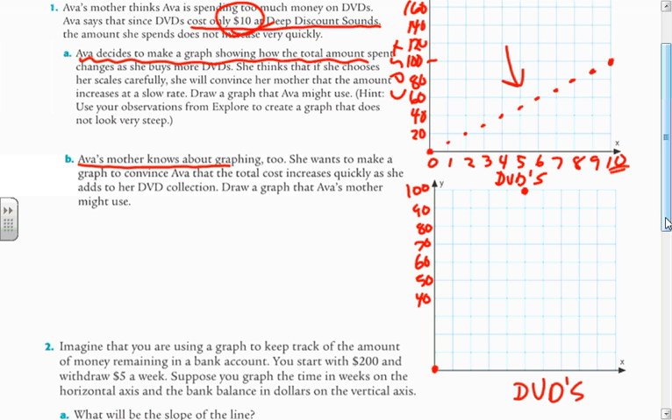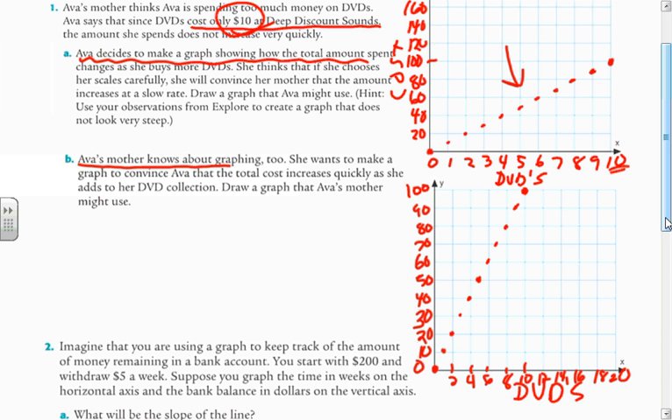Now to get that to happen, we know that she has to buy 10 DVDs to cost $100, right? So what I need is for my 10 to be right here. Well, to get that, I only have 5 spaces to get that 10, so what I need to do is just go up by 2s instead of going up by 1s. So this is 12, 14, 16, 18, and 20. And now, 1 DVD that costs $10 is right in here. 2 is 20, 3 is 30, 4 is 40, 5 is 50, and so on.